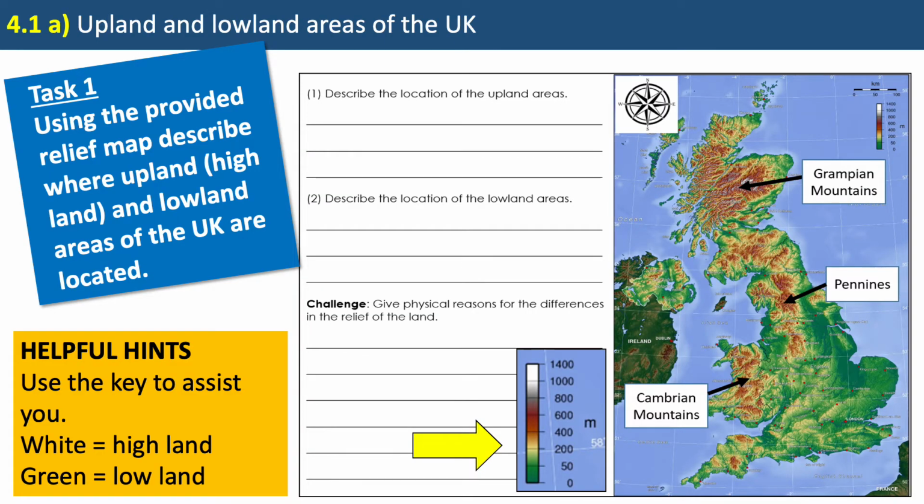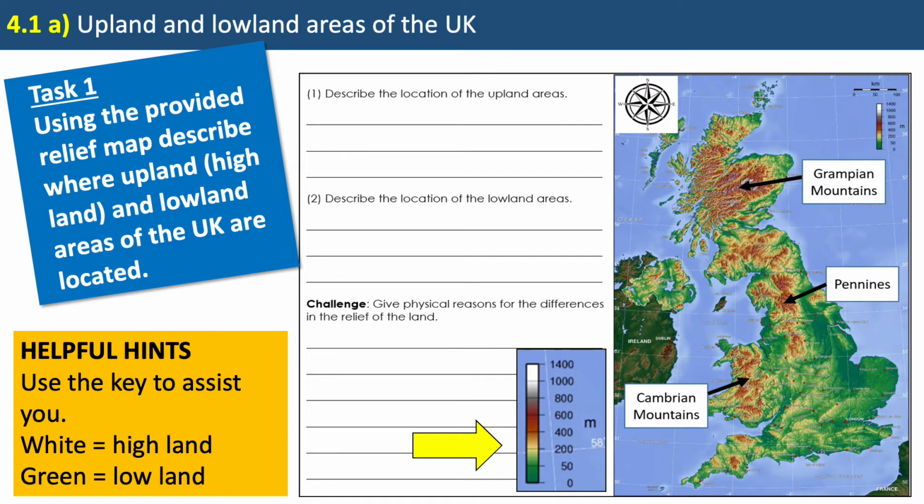Now let's get onto the first bit. So 4.1a in your specification. Just a reminder, your specification is Edexcel B for geography. Edexcel specification B. The first thing we're looking at are upland and lowland areas of the UK.